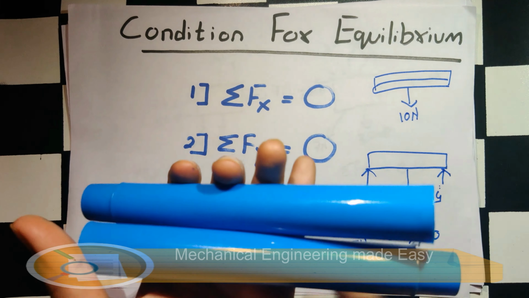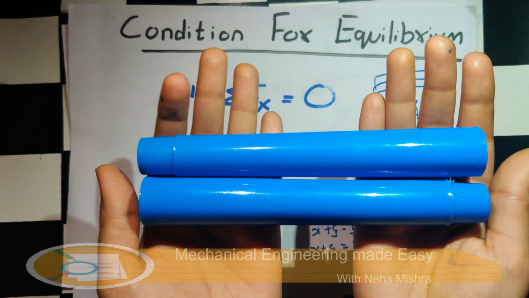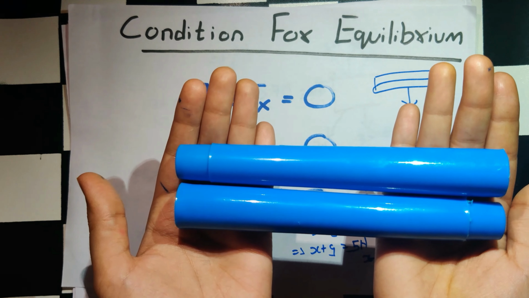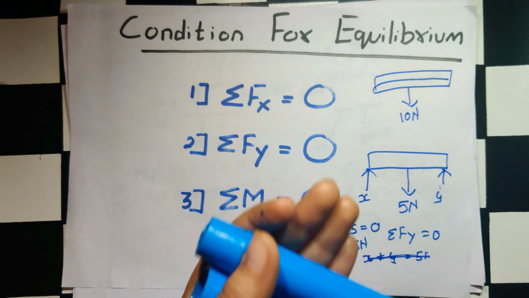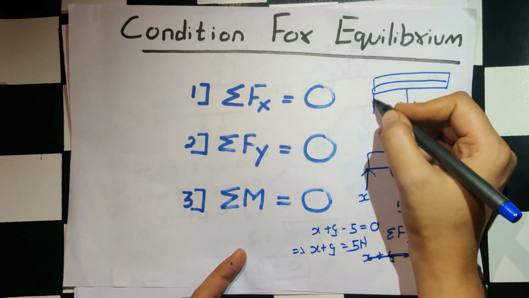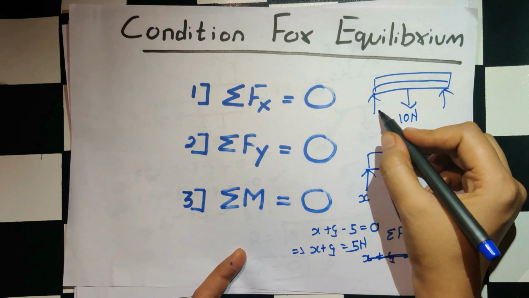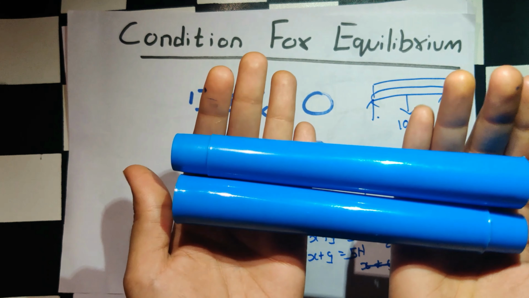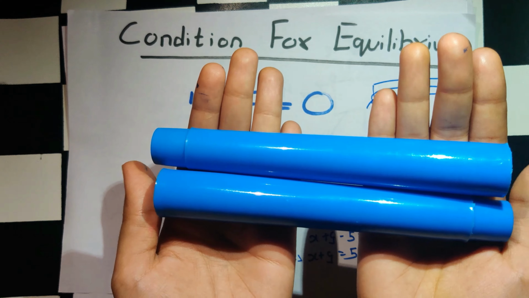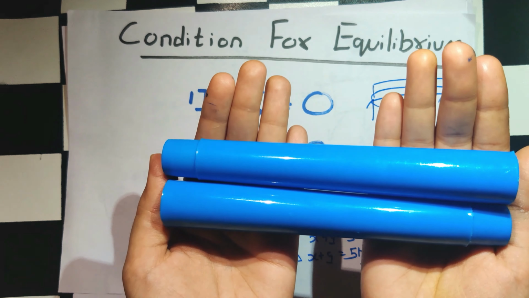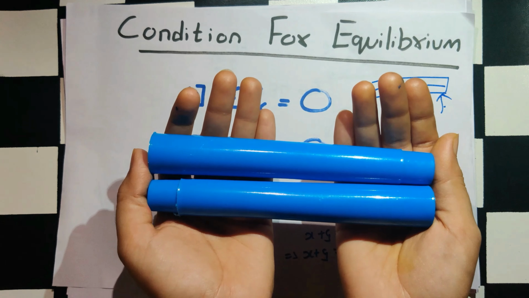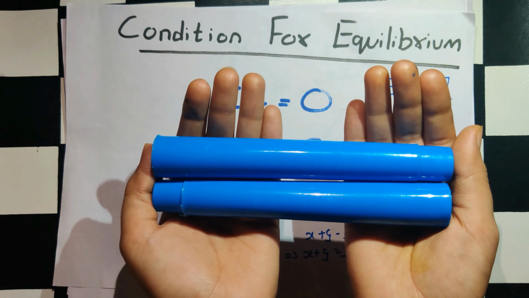Okay, now these blocks are pulling down with 10 newton force, and now if I try to keep these blocks in equilibrium condition, how much should my force be? The summation of both these forces has to be 10 newton. So my hands are now giving how much force? 10 newton, exactly 10 newton, such that these rods are not moving down. Okay, they are in equilibrium condition.